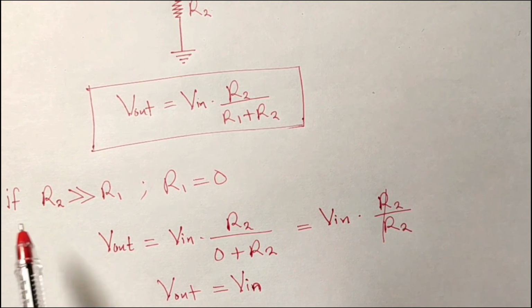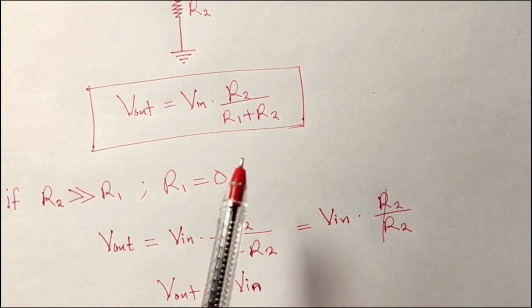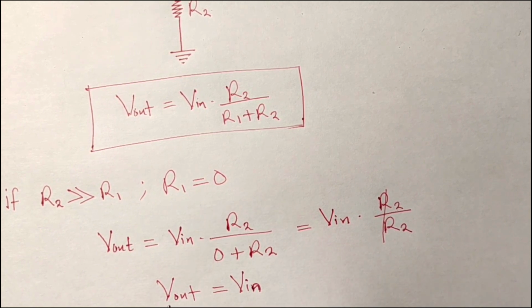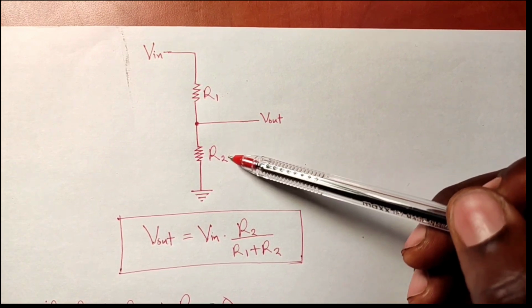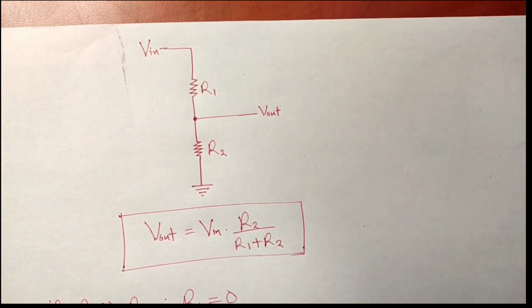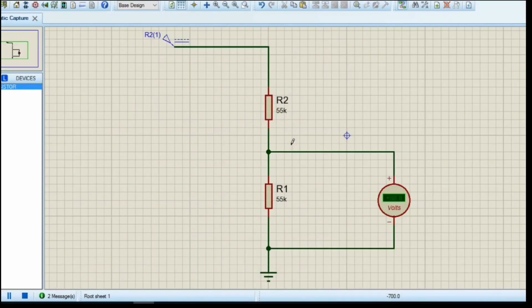So whenever R2 is far greater than R1, to the point where R1 is completely insignificant, what you will get is that the voltage out will be equal to the voltage in, in any voltage divider circuit where R2 is far greater than R1. So let's go back to Proteus now to verify this condition. Okay, so we're back to Proteus again. The same circuit. We're going to use this same circuit to test for our second condition.